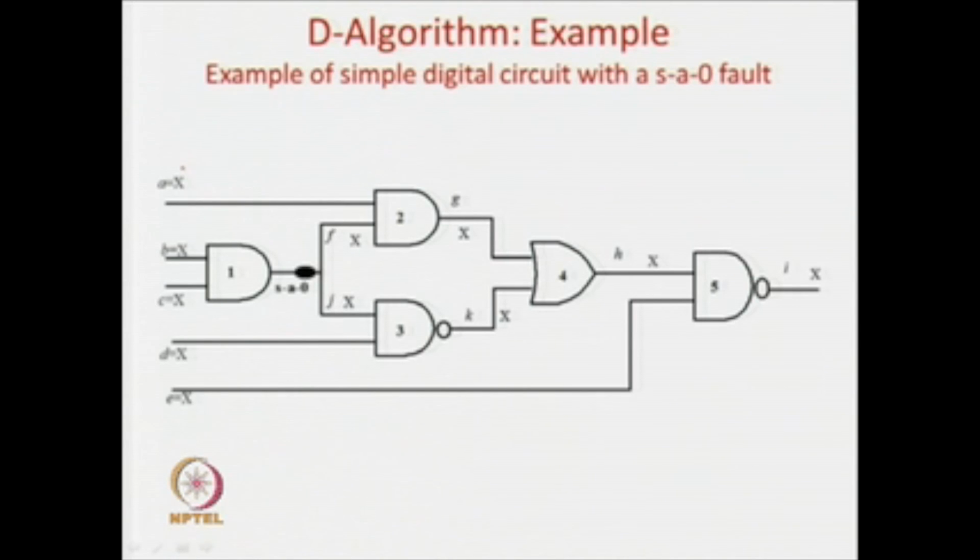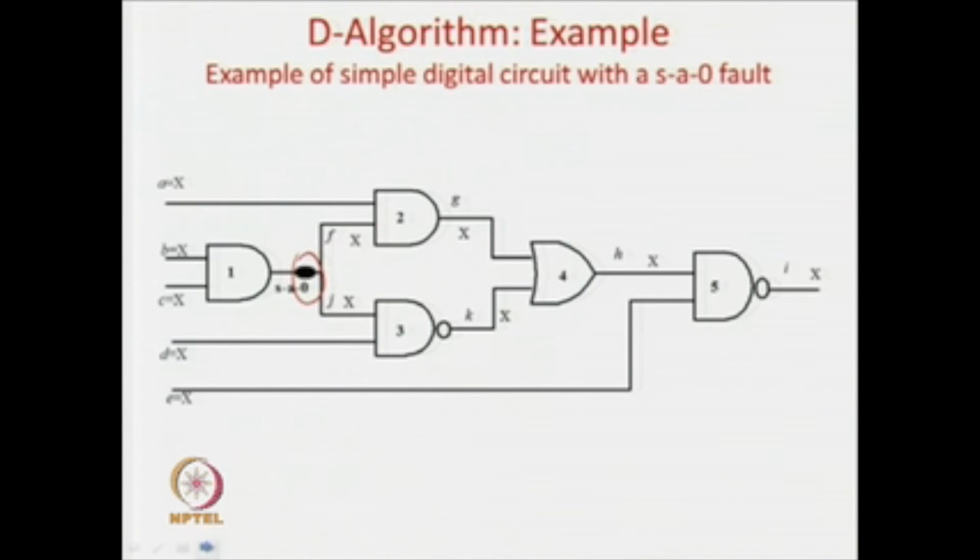You can observe that all the nets have X, so everything has been initialized to X. Now there is a stuck-at-0 fault at this line. We want to find a test pattern by the sensitize, propagate and justify approach of the D algorithm for this stuck-at fault. So this is the first step, and you know that.